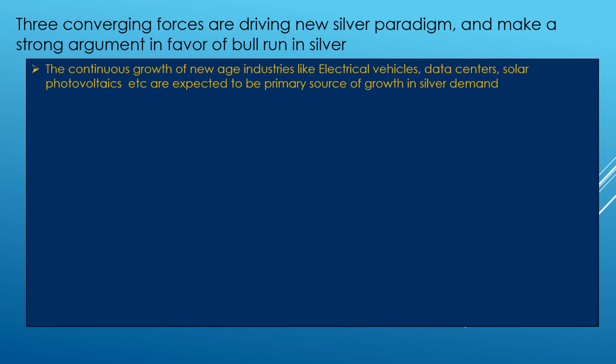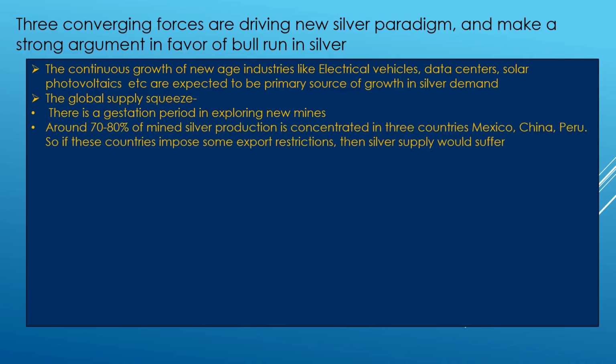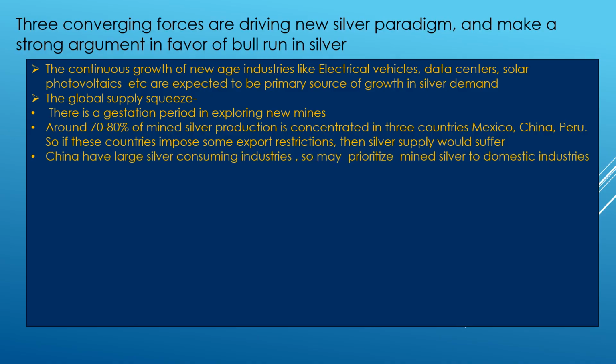The continuous growth of new age industries like electric vehicles, data centers, and solar photovoltaics is expected to be the primary source of growth in silver demand. The global supply squeeze: there is a gestation period in exploring new mines. Around 70 to 80% of mined silver production is concentrated in three countries: Mexico, China, and Peru. So if these countries impose some export restrictions, then silver supply would suffer. China has large silver consuming industries, so it may prioritize mined silver for domestic industries.